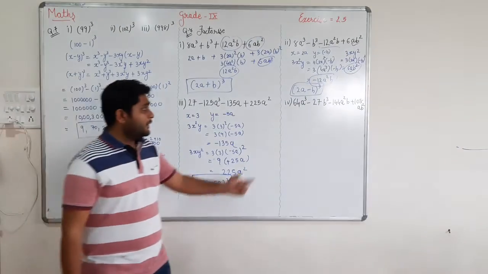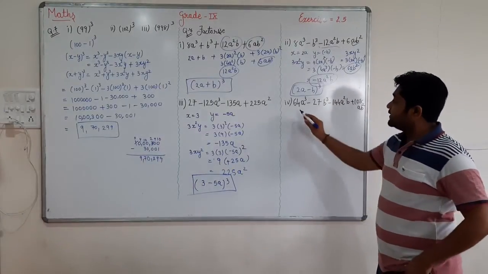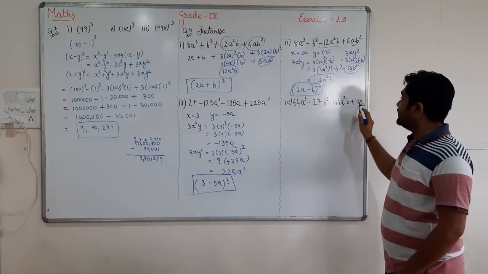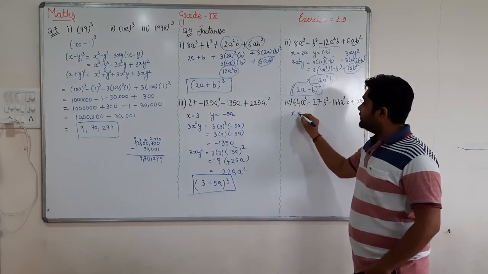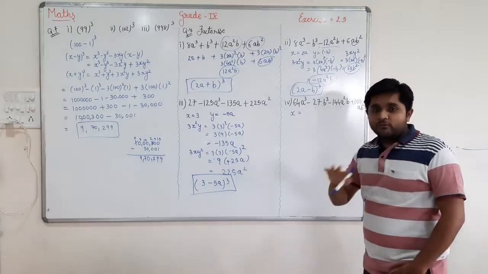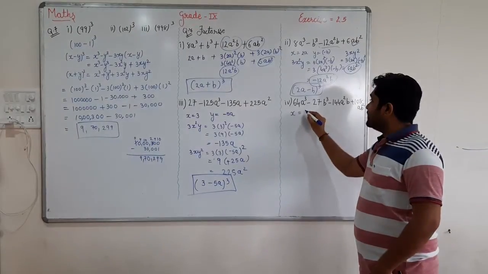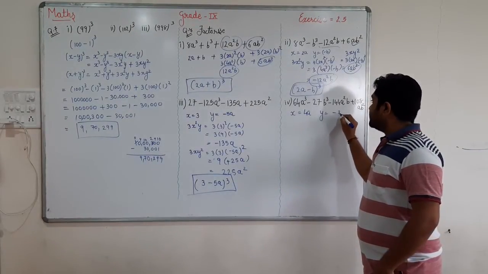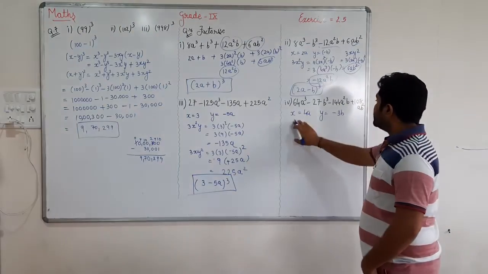Okay friends, let me see question number 4. So question number 4 is the same, 64a cube minus 27b cube minus 144a square b plus 108ab square. So same, we can say that our x will be 64, a cube of 4. 4 4s are 16, 16 4s are 64. So it is 4a. Our y will be minus 3b. 3 3s are 9, 9 3s are 27. So we got our x and y.